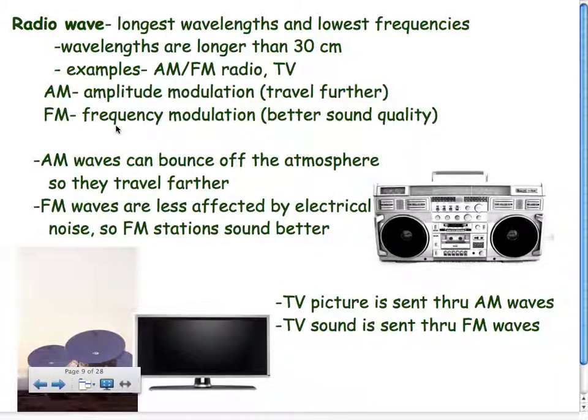And AM is amplitude modulation, and this one bounces off the atmosphere so it travels farther. FM is frequency modulation, and this one is less affected by electrical noise, so you get better sound quality. When we're talking about an antenna in TV pictures, again, the picture is sent through the AM wave, and the sound is sent through the FM.